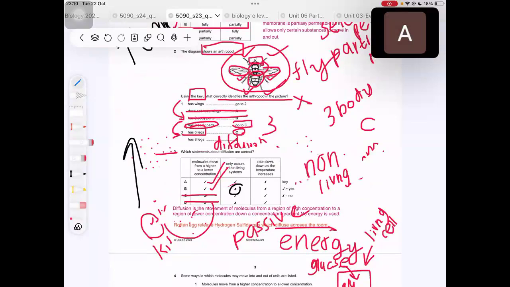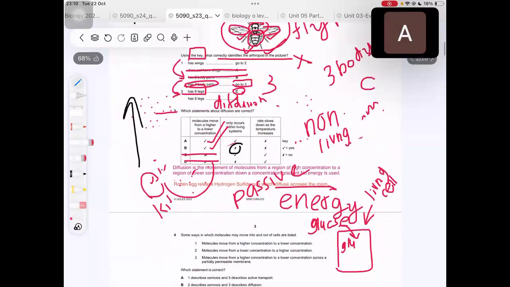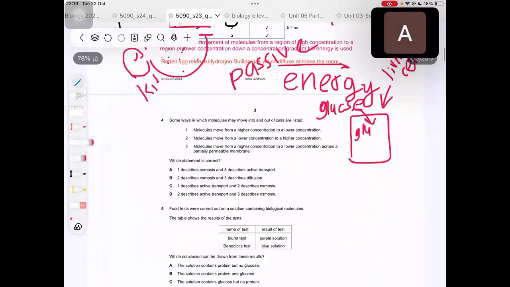Rate increases. Rate doesn't slow down when temperature increases. Rate increases when temperature increases. Therefore, they have put a false mark. Therefore, you can see the answer will be B. For the third question, the answer will be B.